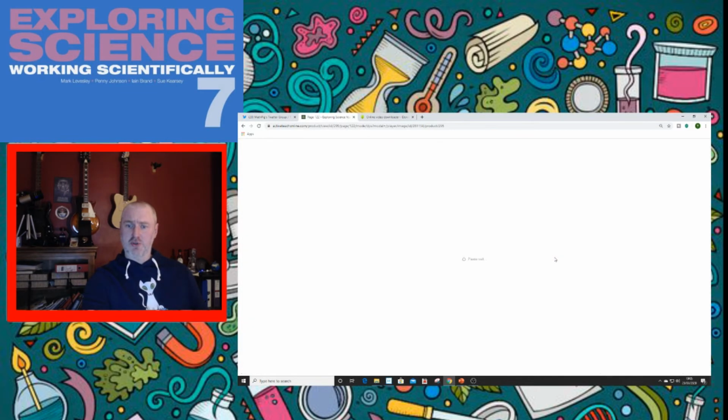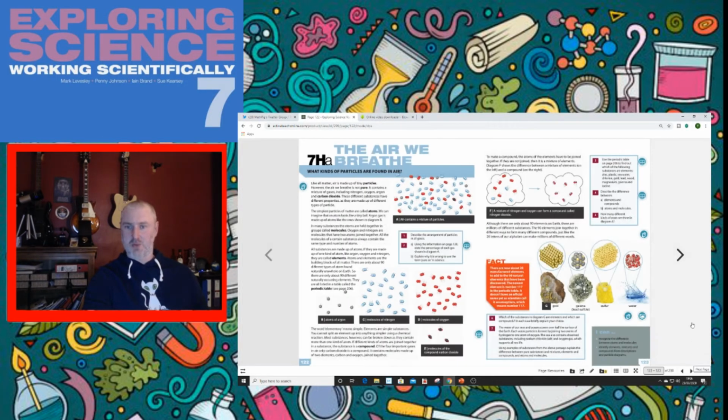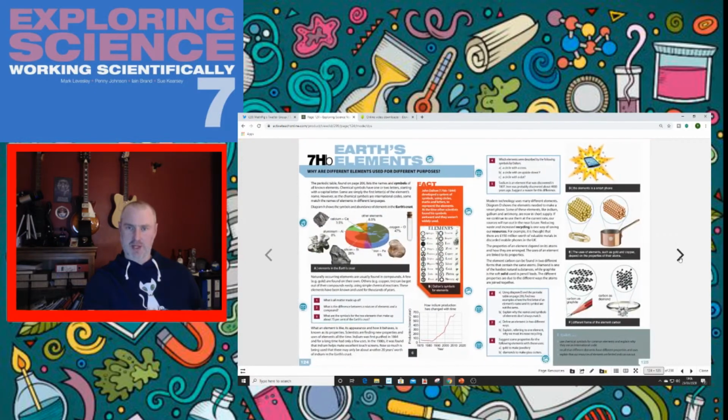And then we went on to talk about different types of compounds and elements we might see. We talked about gold being an element and sulfur being an element, but here we can see the different types of atom in lead sulfide and water, and they are compounds. That was essentially what we learned in Lesson 1, but do go back and have a look. We also talked about mixtures as well, so if you can't remember that, do check out the Lesson 1 video.